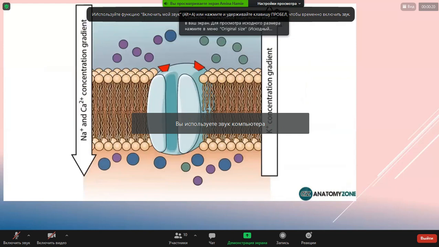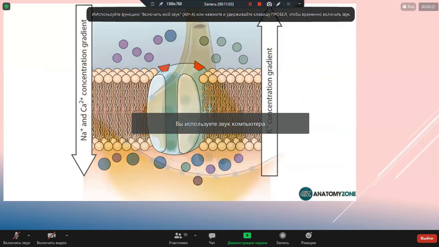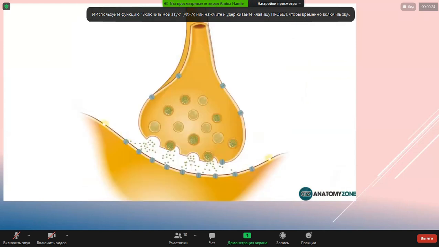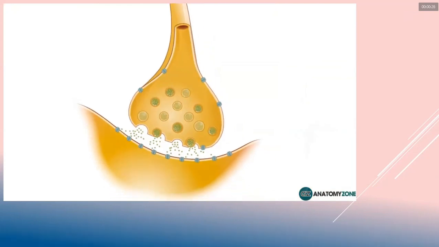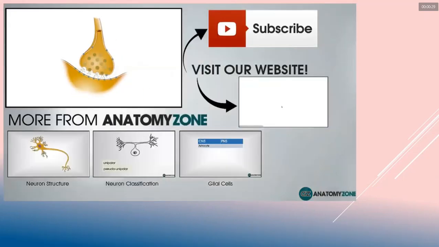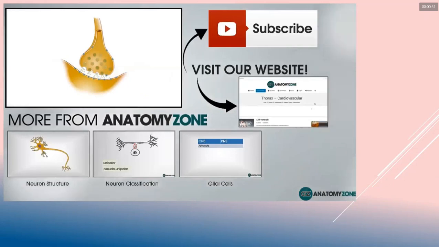potential to be generated and for another signal to pass down the postsynaptic neuron. So that's a brief look at the structures of the synapse and the basis of transmission from one neuron to the next.